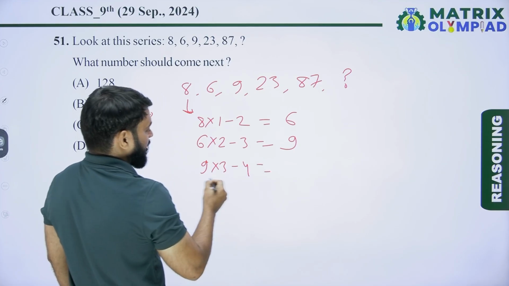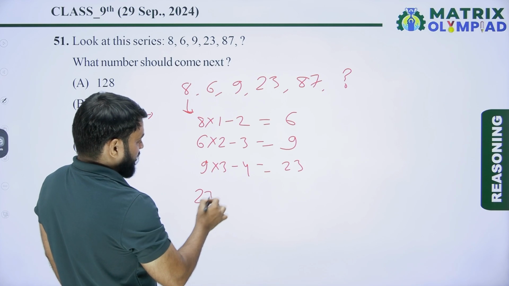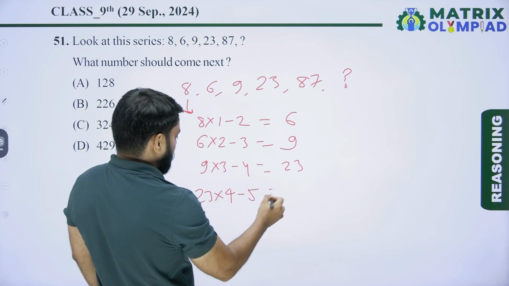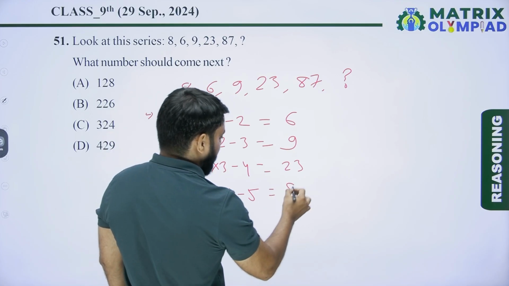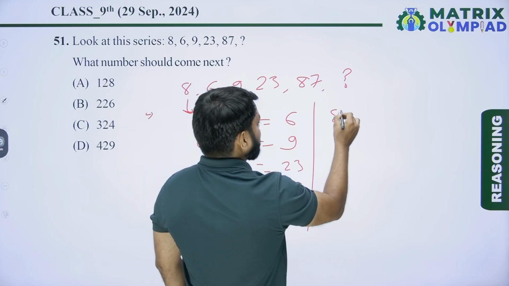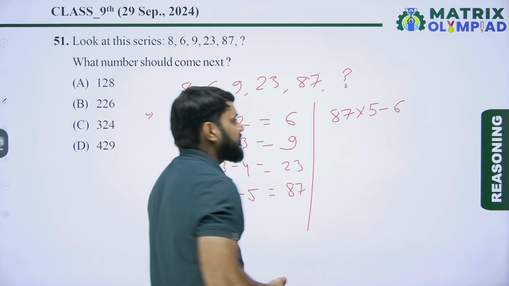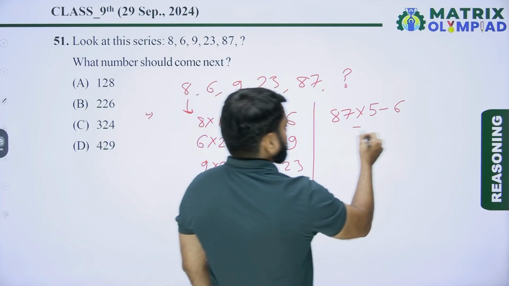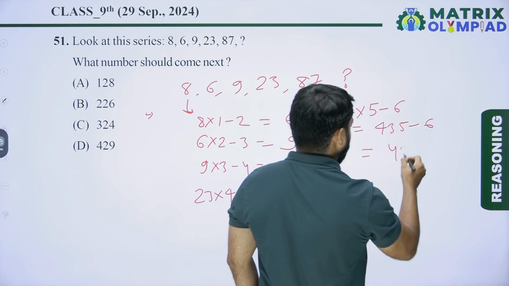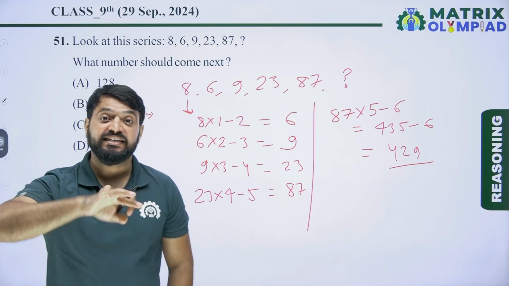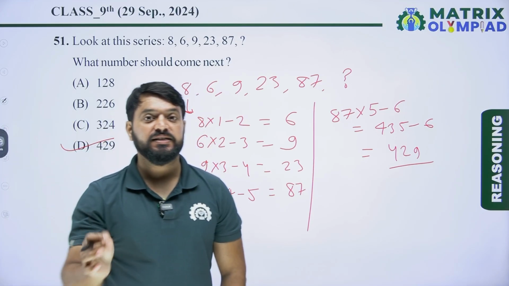It means 27 minus 4, it means 23. Now 23 multiplied by 4 minus 5. 23 multiplied by 4 means 92. 92 minus 5 means 87. Similarly 87 multiplied by 5 minus 6. 87 multiplied by 5 means 435 minus 6, which means 429. So 429 is the next number of the given number series. So here option D is the correct answer of this question.